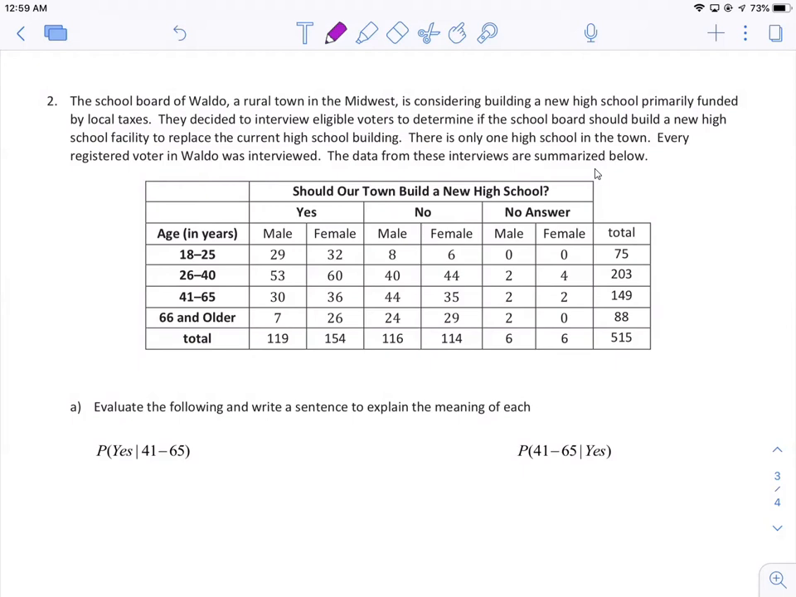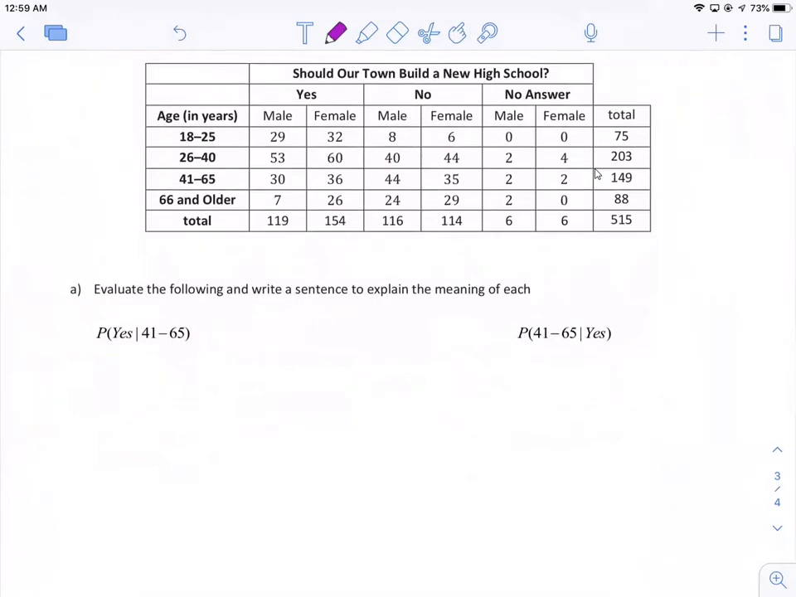Let's read the question. The school board of Waldo, a rural town in the Midwest, is considering building a new high school primarily funded by local taxes. They decided to interview eligible voters to determine if the school board should build a new high school facility to replace the current high school building. There is only one high school in the town. Every registered voter in Waldo was interviewed. The data from these interviews are summarized below. All right, so evaluate the following and write a sentence to explain the meaning of each.